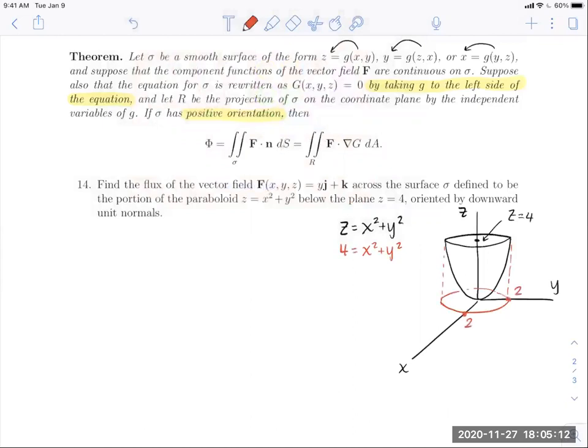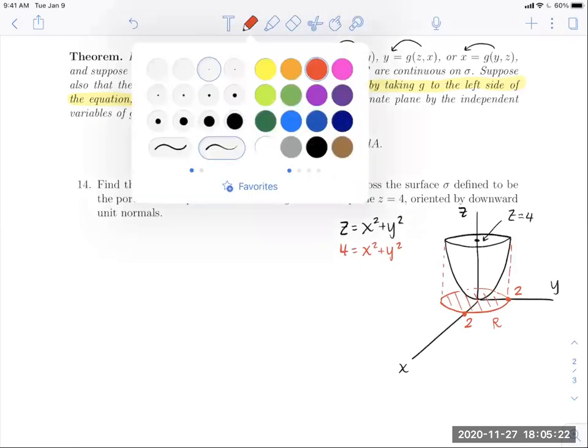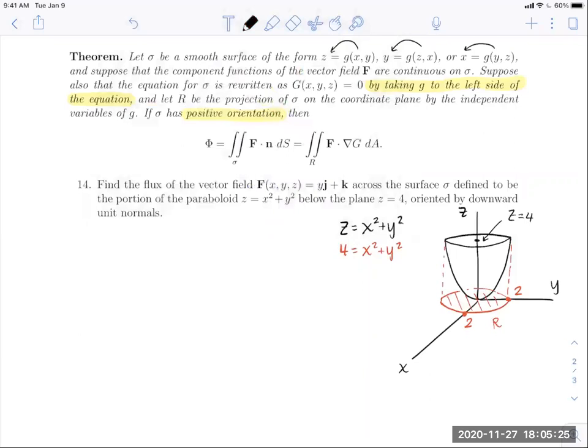So just by looking at that, this is giving us a tip off that we're probably going to use polar coordinates since our region R is a circle in the xy plane. All right, but we're not there yet. So first, what we would like to do is compute this gradient g. Now remember, we wanted to bring lowercase g to the left-hand side. So we're going to look at z minus x squared minus y squared equals 0, and then compute the gradient. So gradient g is going to be negative 2x, negative 2y, and a positive 1.